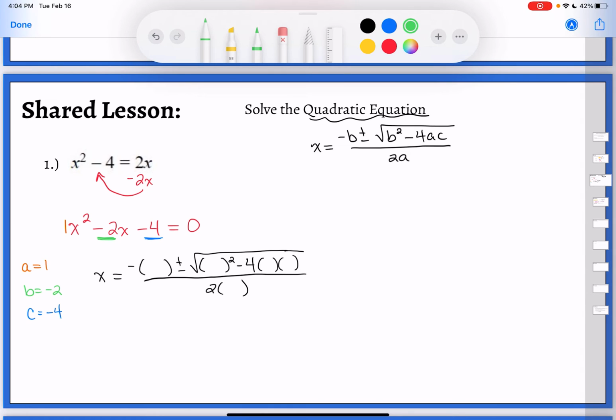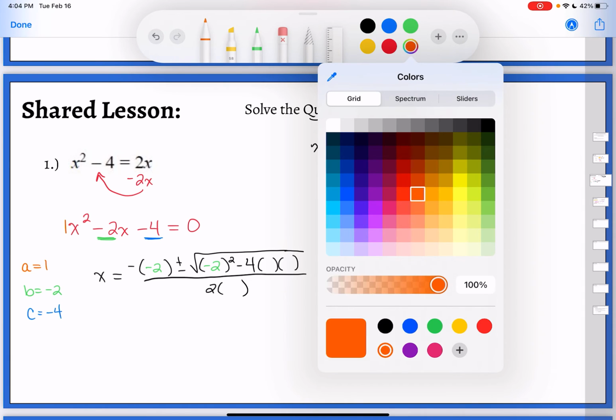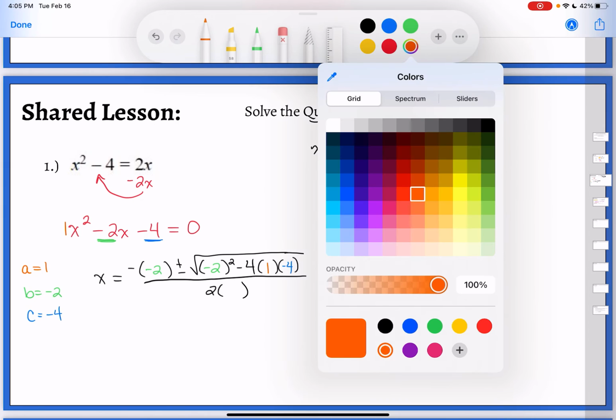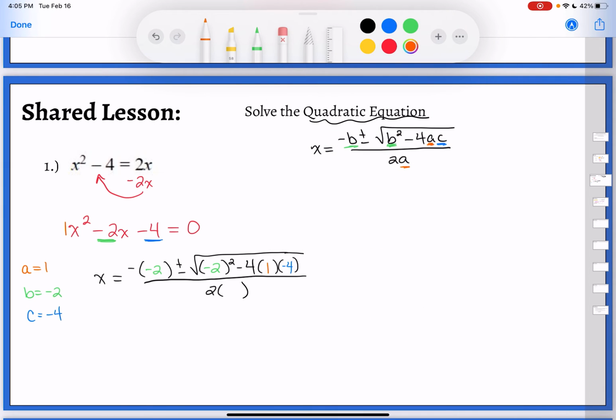So it says negative b, so that's negative 2 going in the parentheses. Do you see how important those parentheses are already? 2 negatives here, gonna make a positive. And then inside the square root I have b squared, so negative 2 going here, minus 4ac, so a is going here, and c is going next. C was negative 4, all divided by 2a, so 2 times 1 down at the bottom. So now I have numbers plopped into every single spot, right?